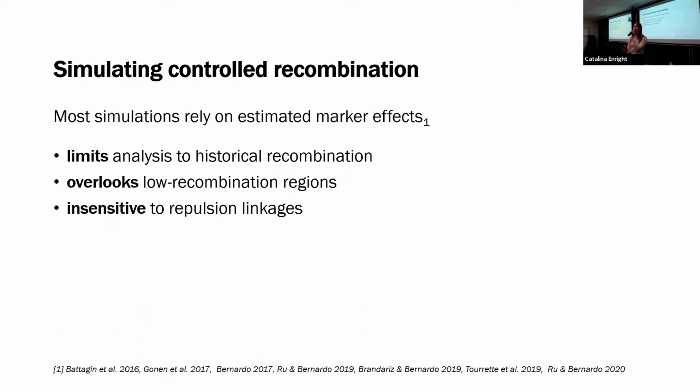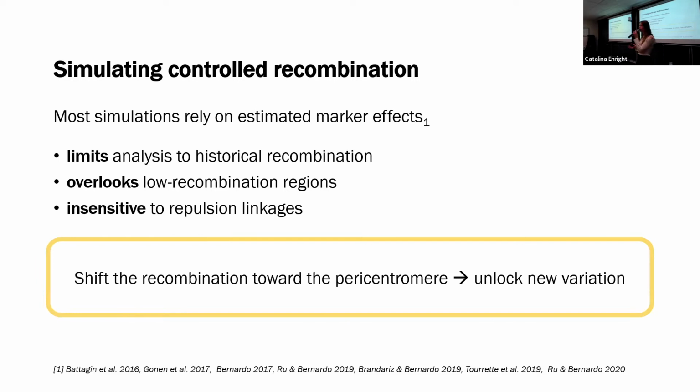And ultimately, that limits your analysis to historical recombination, so that frequency of where we generally see recombination occur. It's going to overlook lower recombining regions and where there can be some of those repulsion linkages that I had referenced at the top of the talk related to where mutations might fall. And so that's a pretty good target for controlled recombination. And I thought, what would happen if we could create a simulation that shifts recombination towards the pericentromere? Would we be able to unlock new variation, largely motivated by just trying to make our simulation studies most reflective of what the technology might be able to accomplish 5, 10, 15 years down the road for breeders?